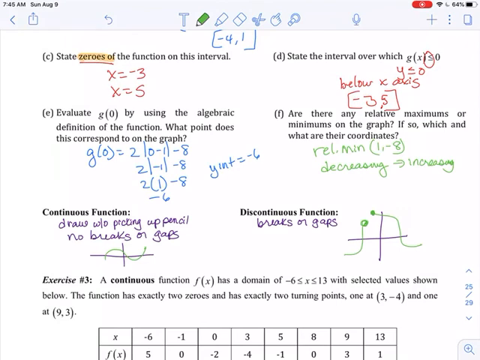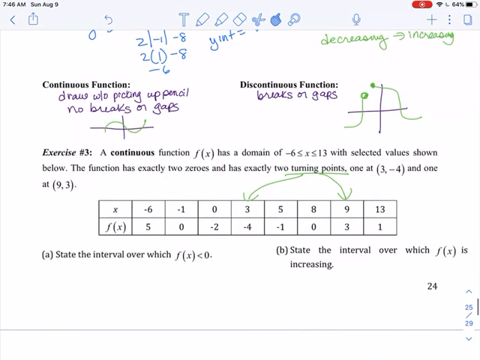All right, a continuous function f of x has a domain of -6 to 13 with selected values shown below. The function has exactly 2 zeros and has exactly 2 turning points, one at 3, -4, and one at 9, 3. So these are my turning points. One at 3, -4, so right there, and one at 9, 3. Those are my turning points.